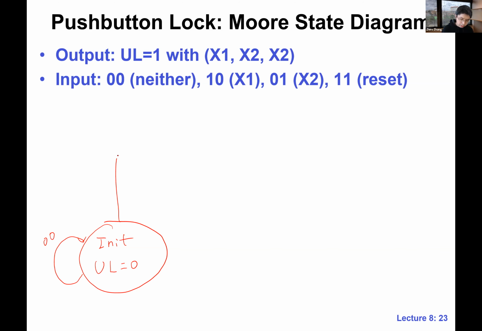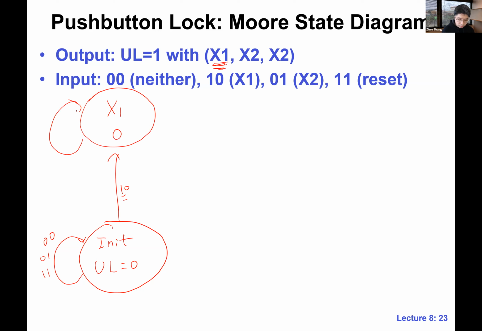The only interesting thing is, we are expecting X1. X1 is 1, 0. Other inputs in this state are not interesting, so with 0, 1, and of course 1, 1, 1, 1 means reset. When we see a 1, 0, that means X1 is pushed. That's where we get to a new state. Let's just call it X1. Let me save some space for the output. Output is still 0, it's not unlocked yet.